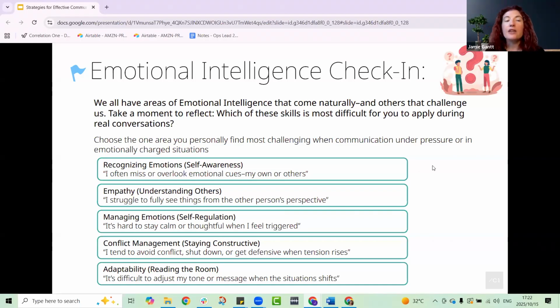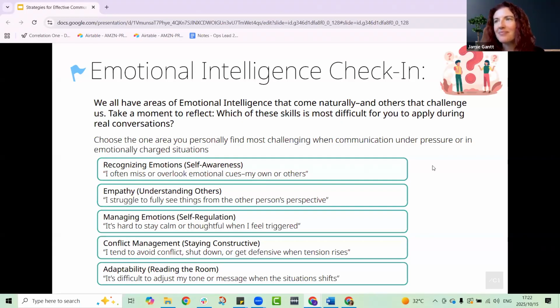So if we look at our emotional intelligence areas, recognizing emotions, empathy, managing emotions, conflict management, and adaptability, these are the skills that will help us when the conflict comes up. Does that make sense, Alex? Is that helpful? I can see you on camera, so, okay, yes, perfect.